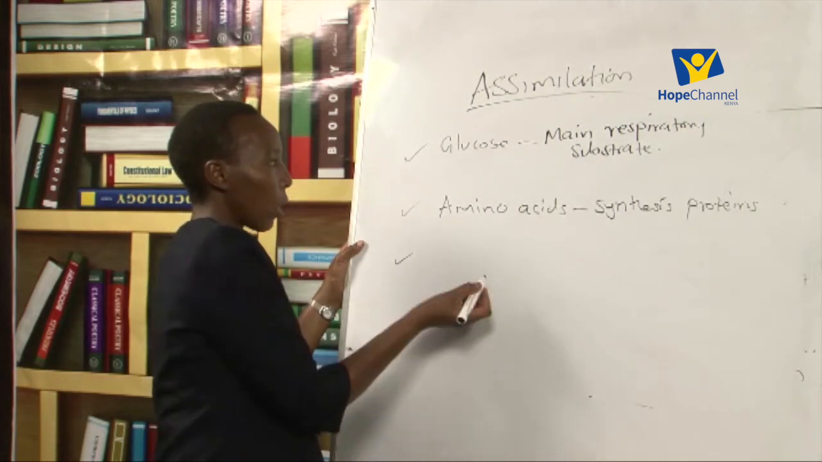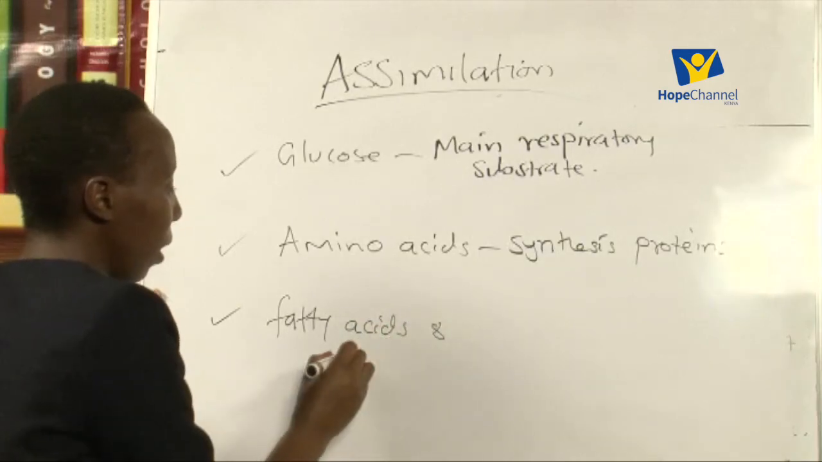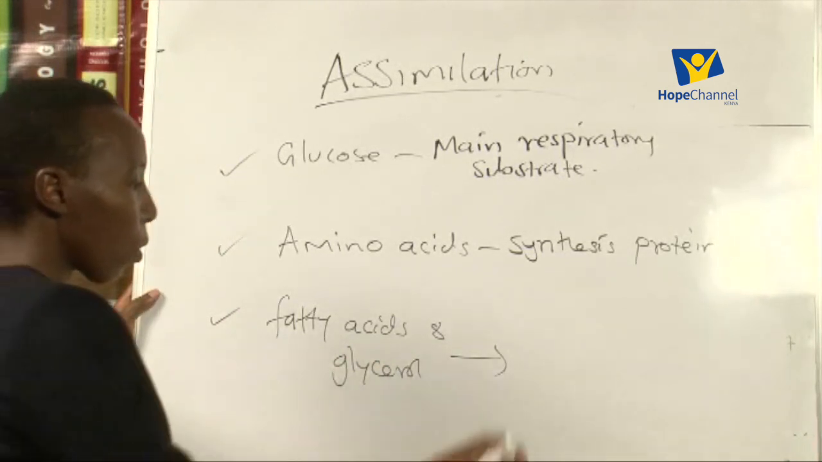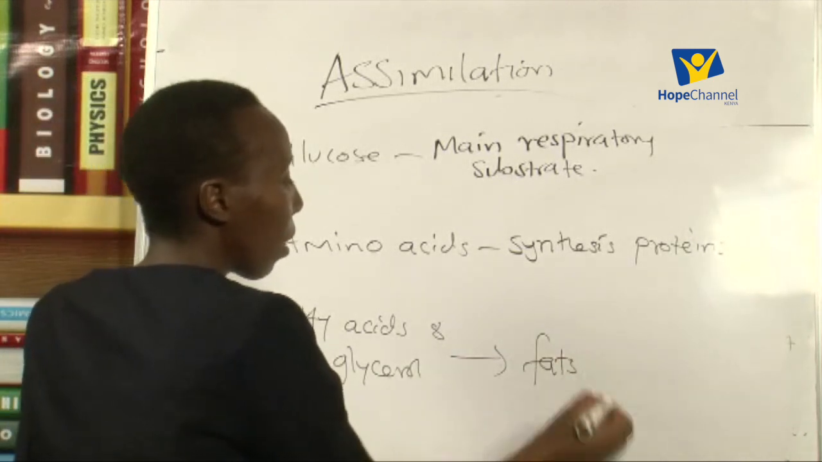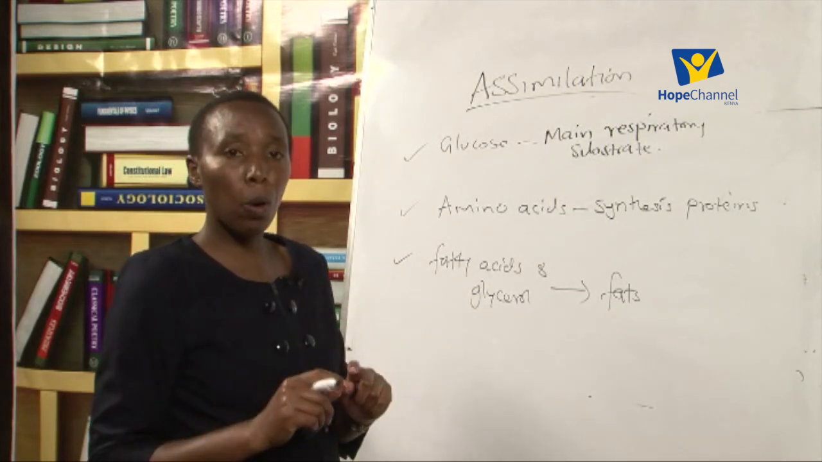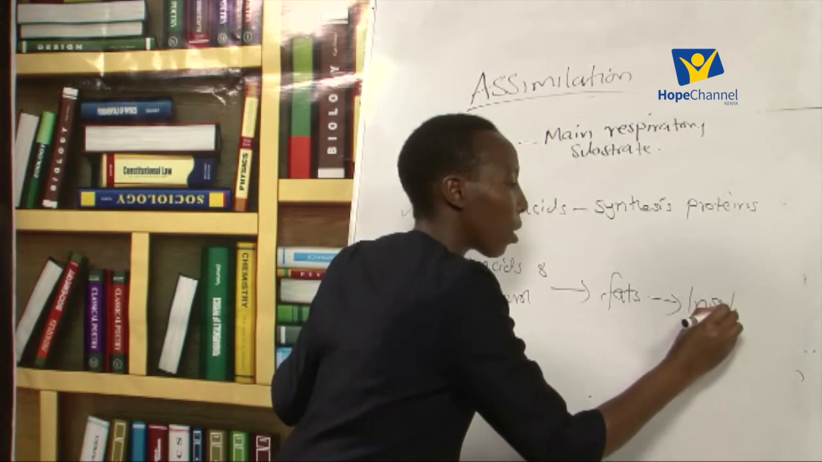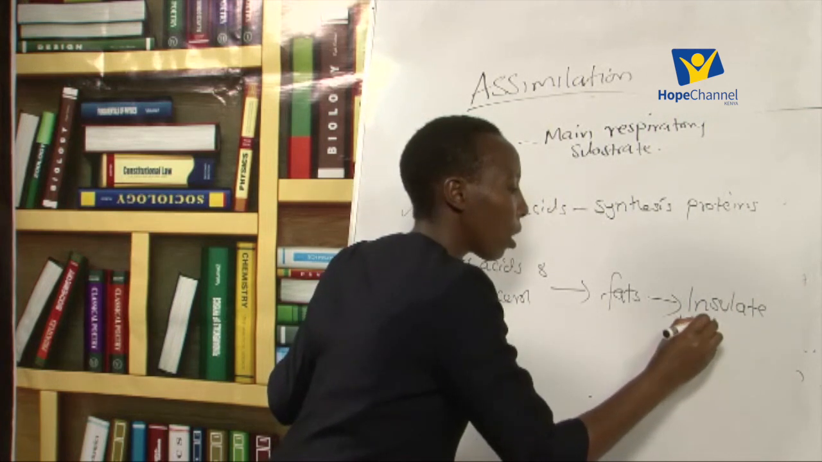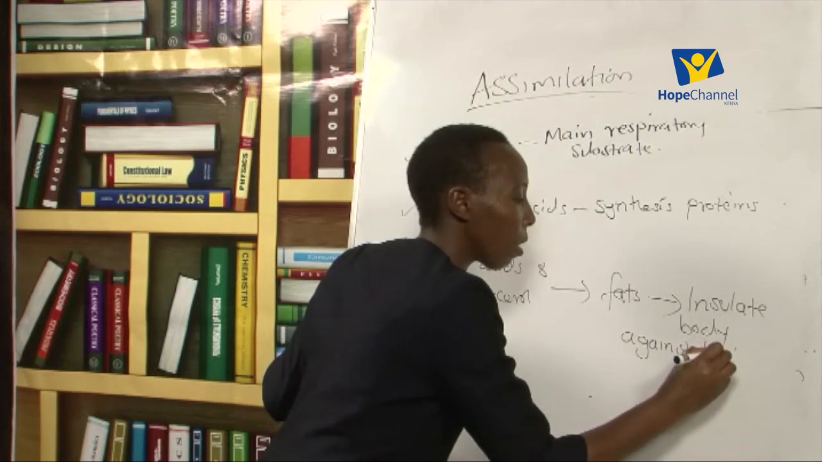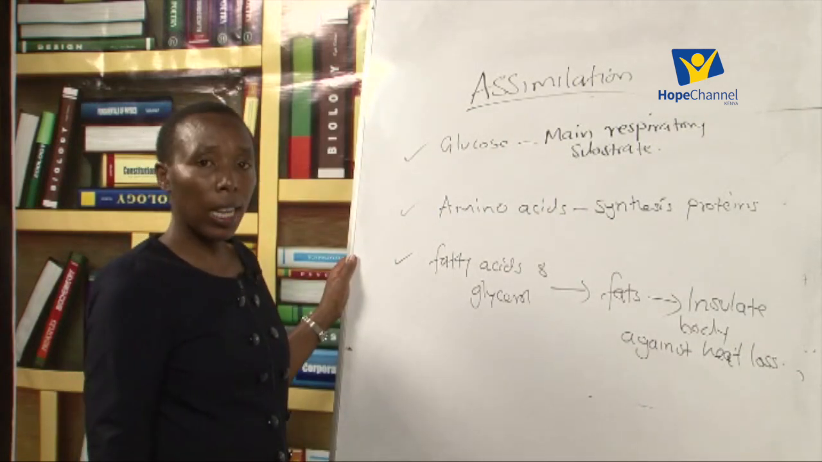And lastly, what happens to fatty acids and glycerol? Of course, we also said that they reconstitute, they form the fats. Most of the fats, of course, we find them beneath the skin in a layer we call the adipose tissue. And the main role of the fats is to insulate the body against heat loss.